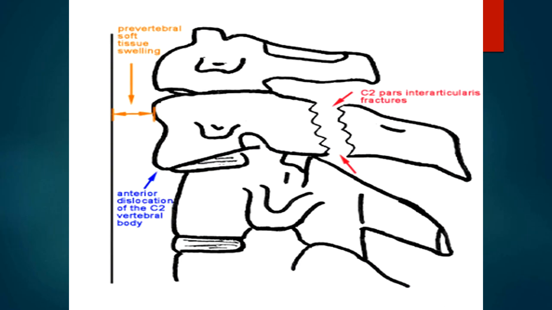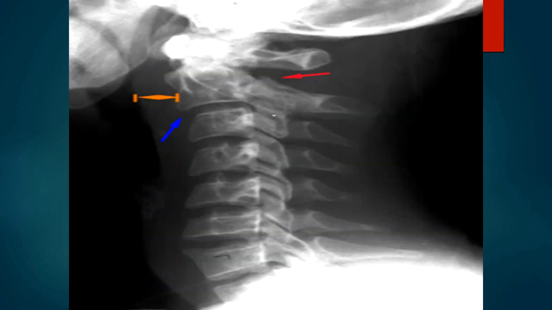Again, C2 pars interarticularis fractures with anterior dislocation of the C2 body and narrowing of the prevertebral soft tissue swelling here. So again, fracture here, anterior dislocation, anterior soft tissue swelling.